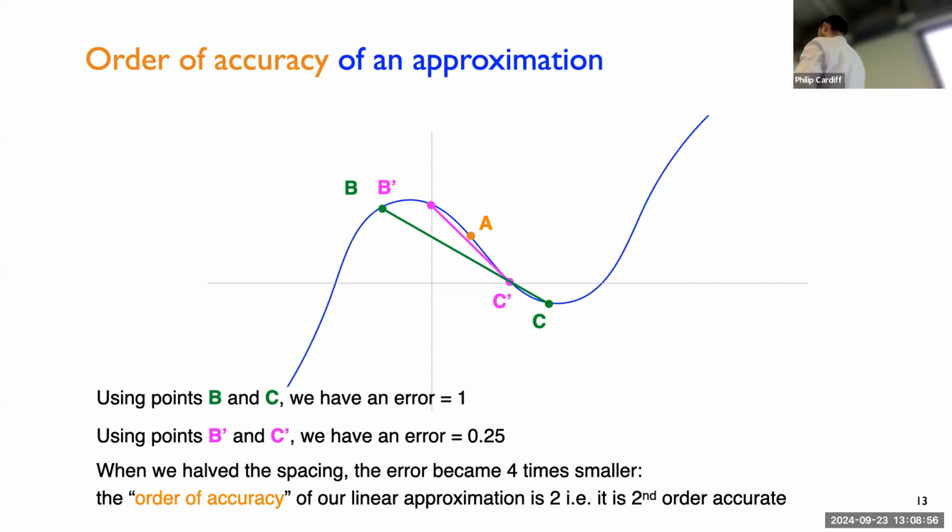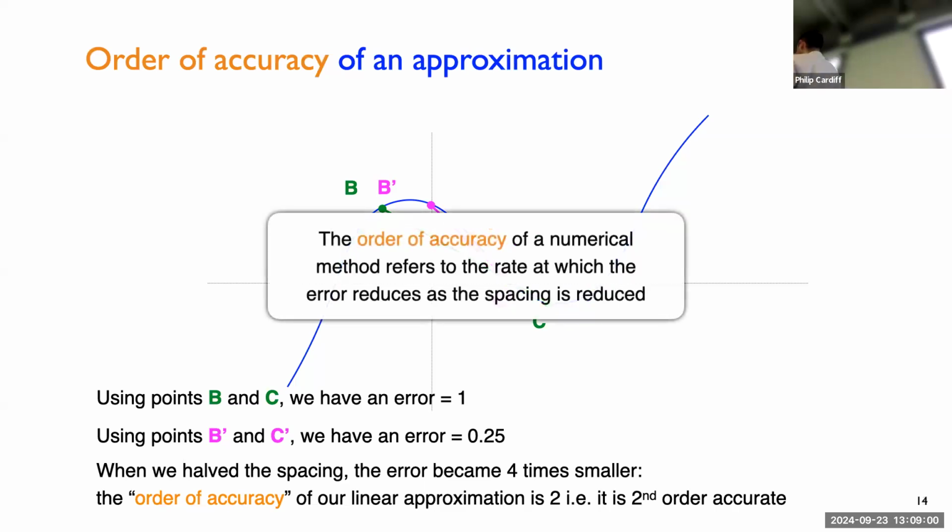accuracy method. So the order of accuracy is referring to the rate at which the error reduces as you reduce the spacing. So it doesn't matter if the error is very large. It's just the ratio of errors as you reduce the spacing. So you could potentially have a method that has a higher order of accuracy, but the errors could still be large for a given grid.